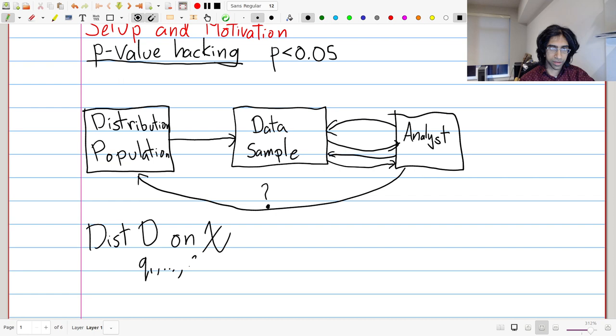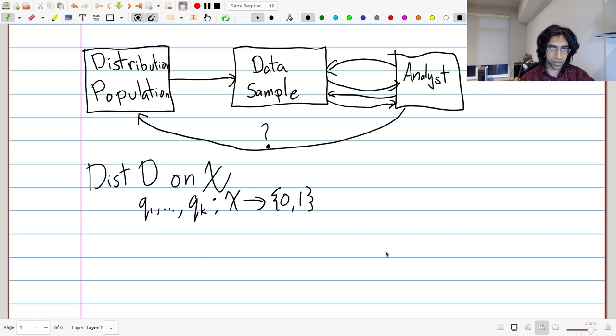Each of these are functions which take a single data point from our domain and map it to, let's just say, {0, 1}. So this is, as we've used in the language earlier in this class, a counting query. It either has the property or it doesn't. Say our data set is a set of humans, and Q1 asks, do they have red hair or not? These are what we've called counting queries, but they're also sometimes called statistical queries.